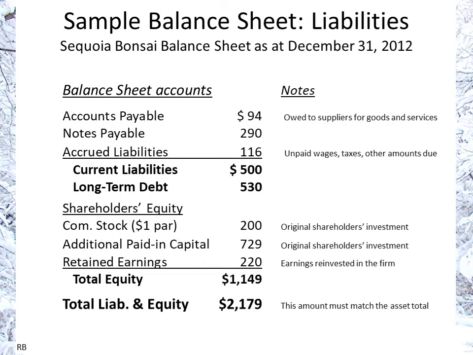Then the liabilities side. So accounts payable, notes payable, accrued liabilities. Then we have shareholders' equity, additional paid-in capital, retained earnings. So that gives us a total equity.